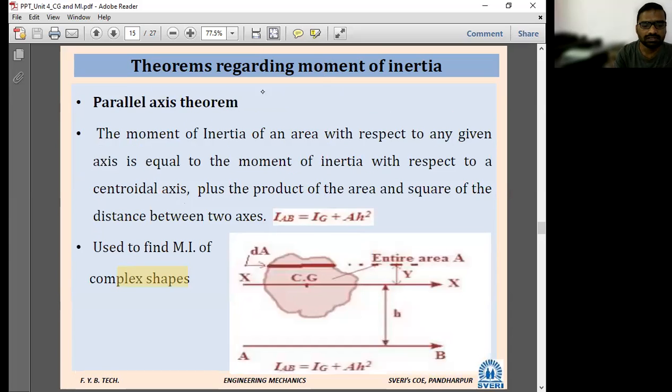Next one is the parallel axis theorem. The derivation is actually for the offline paper, but as your paper is online, the derivation is not needed, because he will only ask one-mark questions. So derivation is not necessary. Second theorem, that is the parallel axis theorem. You just remember the definition.